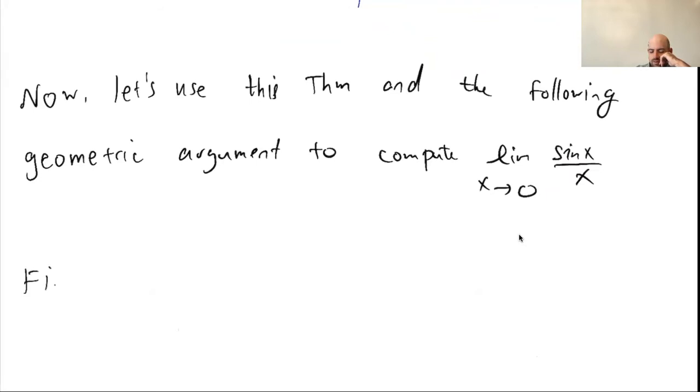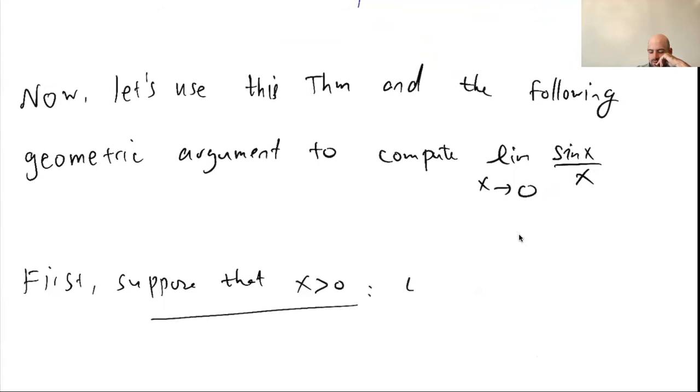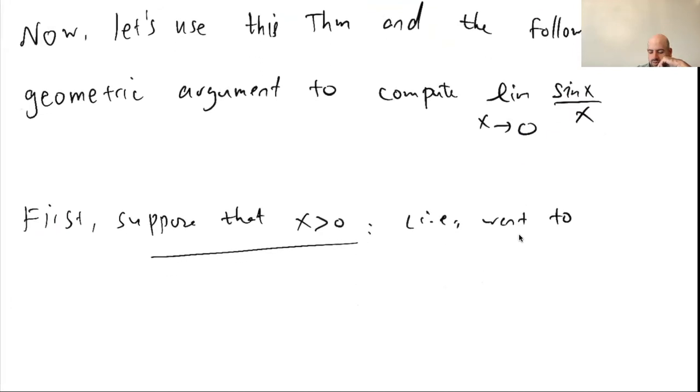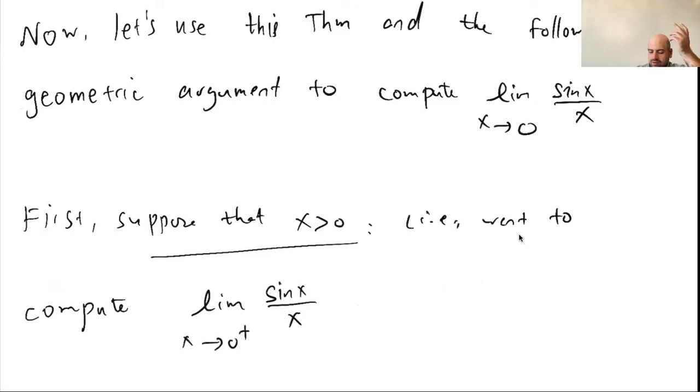So first, suppose that x is bigger than 0, i.e. we want to compute the right limit. Remember, to calculate the limit, we have to calculate the right limit and the left limit. And if both of them are equal to the same number, then we can say that the whole limit exists and is equal to the same number.